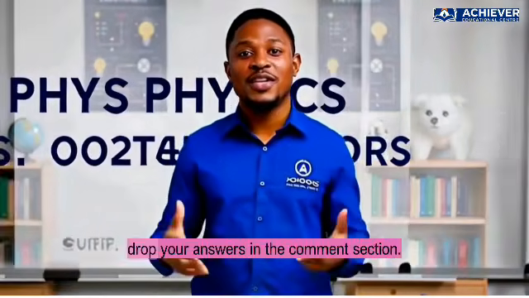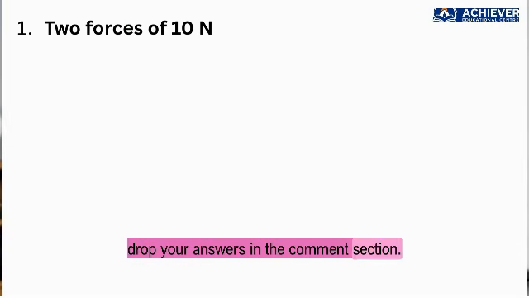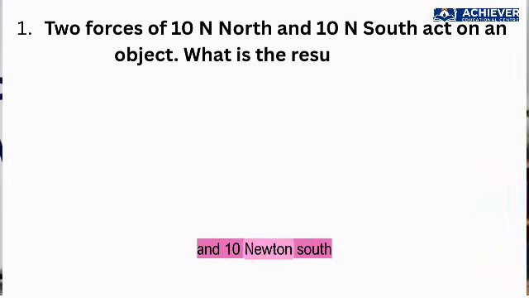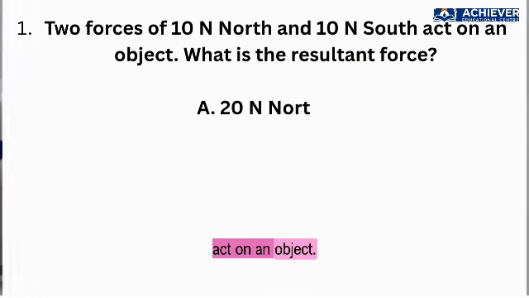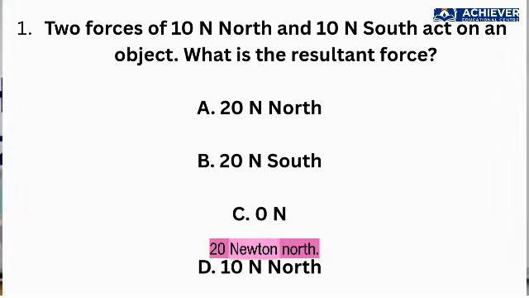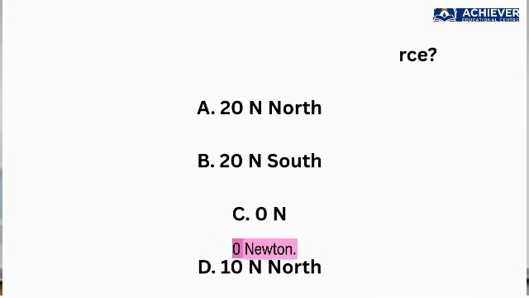Try these questions and drop your answers in the comment section. Question 1. Two forces of 10 Newton north and 10 Newton south act on an object. What is the resultant force? A. 20 Newton north. B. 20 Newton south. C. 0 Newton. D. 10 Newton north.